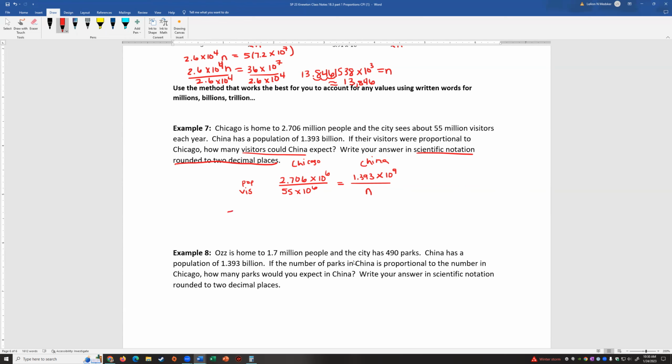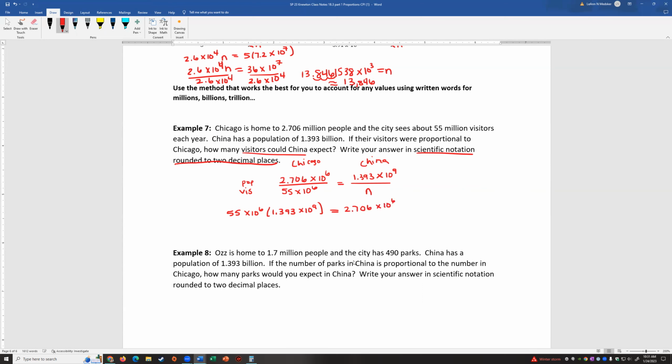So what I'm going to do is write 55 times 10 to the 6th times 1.393 times 10 to the 9th. Now I could do this on my calculator. I'll just have to change the answer back to scientific notation after I'm done.